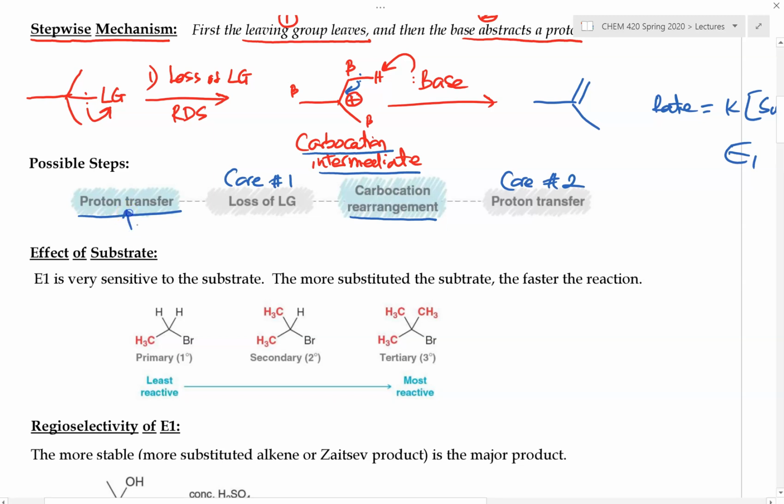As for the initial proton transfer, if the leaving group is not a good leaving group without protonation, and it has to be protonated in order for it to leave, then that's when we need to add acid to make sure we can proceed with this proton transfer. So this step will be needed if the leaving group can't leave on its own.